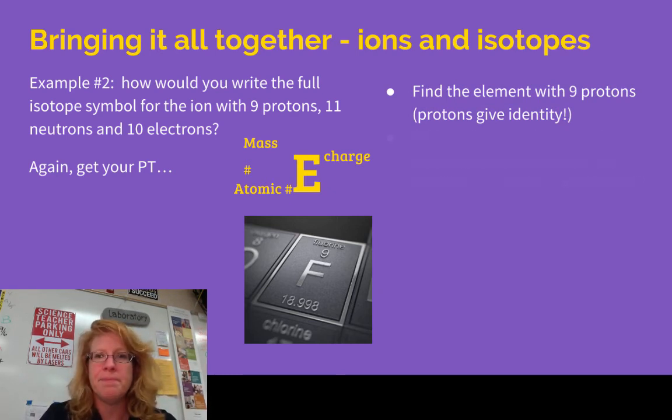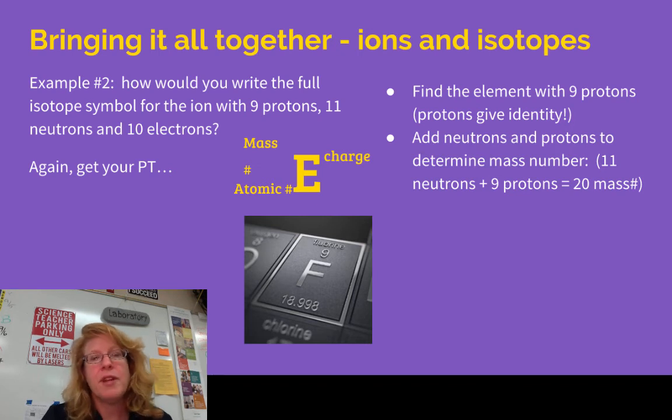It's got to be that particular one. Number 2, I can figure out its mass number. If I know the protons and I know the neutrons, I add those up to get the mass number. It's the total of things present in there. So in this case, the mass number has to be 20 because there's 9 protons in my example and 11 neutrons.